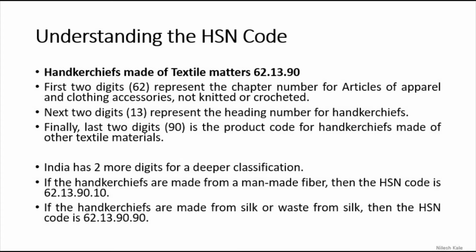Next 2 digits, that is 13. These 2 digits represent the heading number for handkerchiefs. So this 13 indicates handkerchiefs. 90 is the product code for handkerchiefs made of other textile materials. So this is the classification that is done by the WCO, but India has 2 more digits for a deeper classification. It says if the handkerchiefs are made from man-made fiber, then the HSN code is 10, the next 2 digits. If the handkerchiefs are made from silk or waste from silk, then the HSN code is 19, the next 2 digits. So this is how the further classification goes.